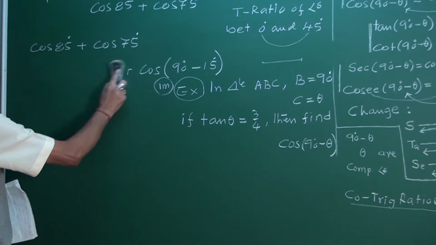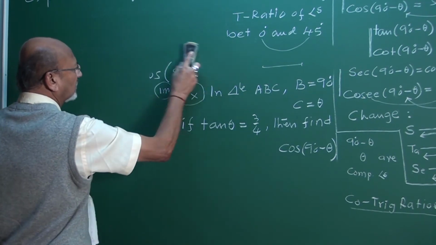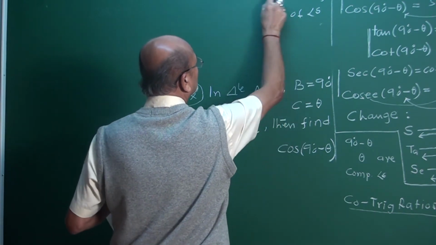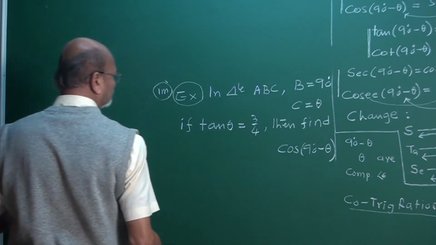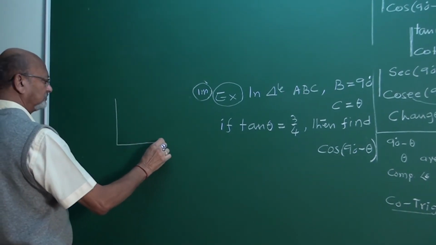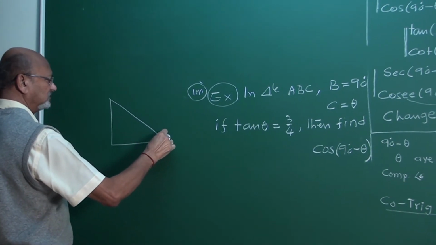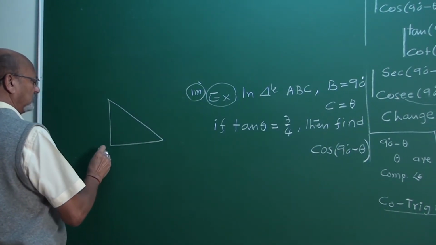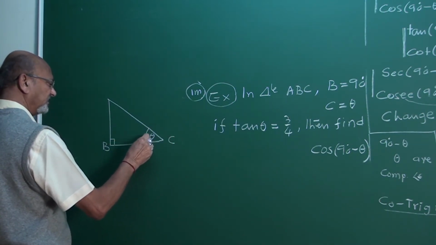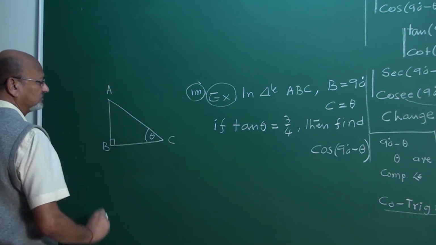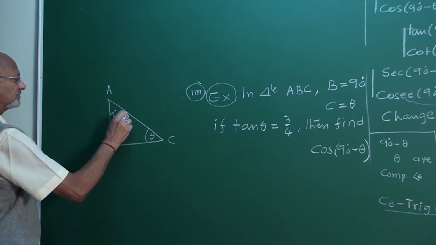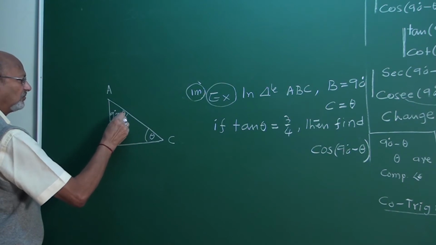Yes, friends, first draw the figure, the triangle. This is triangle ABC. B is 90 degrees. This is C, and C is theta degrees. This is A. If one angle is theta and another is 90, this angle is 90 minus theta.